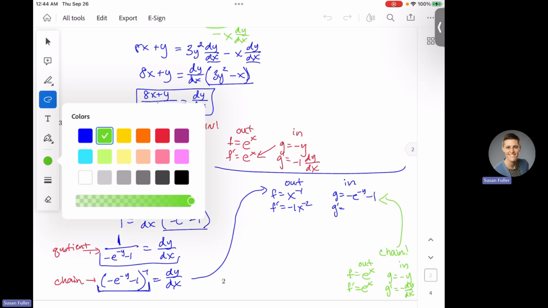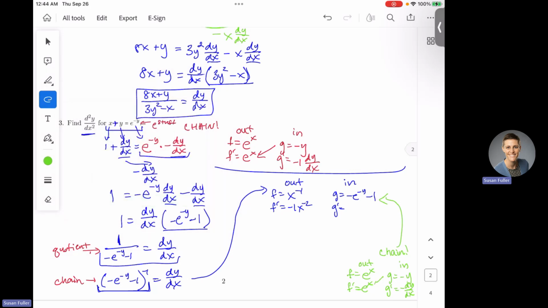And so now to finish the chain rule here, I'm going to take this and plug it in here. And so this negative comes along for the ride. The derivative of e to the negative y is this chain rule, which is e to the negative y times negative dy dx. And I'm going to subtract the derivative of 1, but the derivative of 1 is 0. So that's really not going to do anything for me.